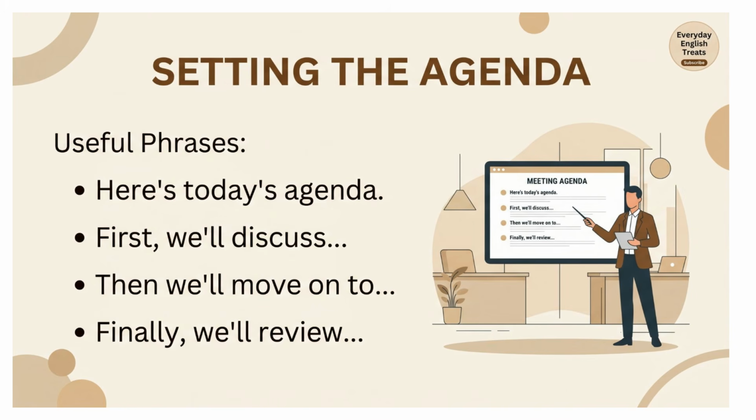The third phrase is, "Then we'll move on to." This helps transition smoothly between discussion points. For example, "Then we'll move on to customer feedback and improvement strategies." The final phrase is, "Finally, we'll review." This phrase signals the last discussion point. For example, "Finally, we'll review our action items and deadlines." A clear agenda helps participants stay focused and ensures that important topics are covered efficiently.